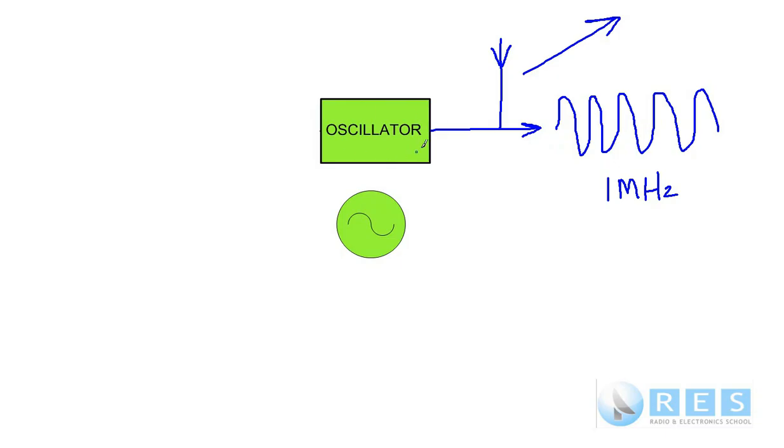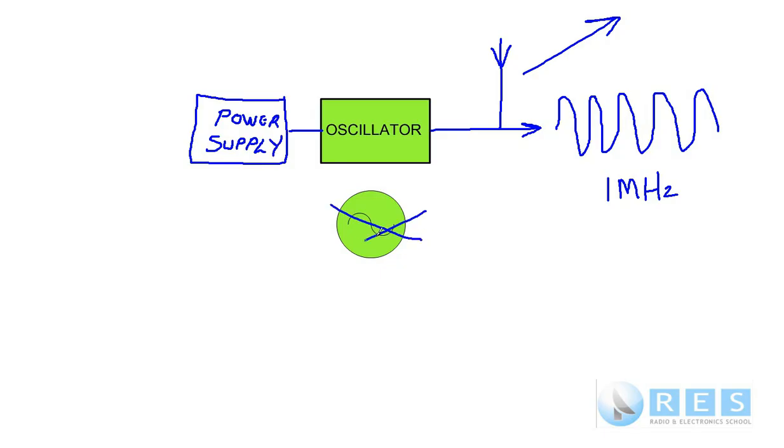However, an oscillator to do that needs a power supply, because an oscillator can't produce something out of nothing. So what you're looking at now in the very simplest form is a radio transmitter. A power supply and an oscillator is the simplest form of radio transmitter. Not incredibly useful, but it will transmit, and just forget that symbol for now. That is the simplest radio transmitter.